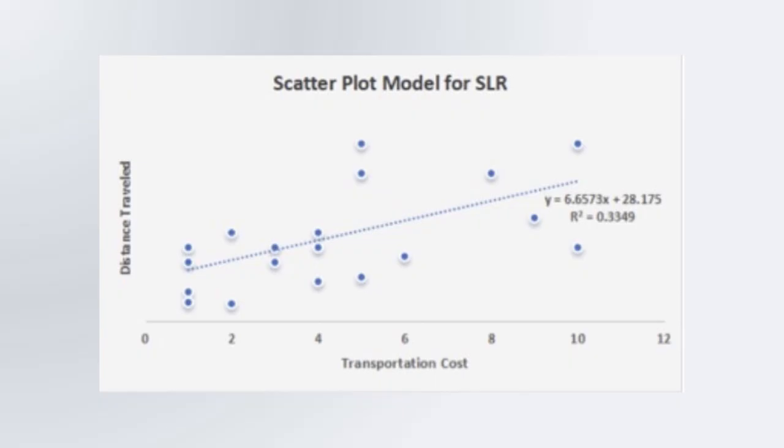However, the points are not perfectly aligned along the line, which means the relationship is only moderately strong and other factors may also affect the distance traveled.